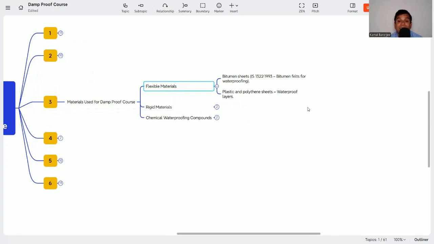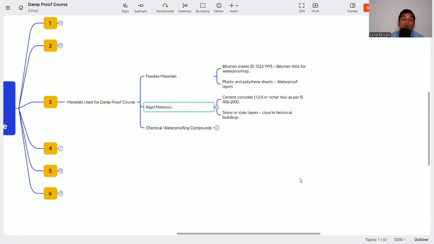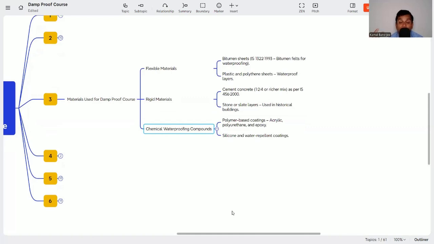Then plastic and polythene sheet, that is the waterproofing layer. And what is the rigid material? Cement concrete 1:2:4 or a richer mix as per IS 456. Then stone or slate layer is also used in some places for the DPC, in historical buildings basically, where restoration is required and to match the finish with the historical buildings. Then chemical waterproofing: polymer based coating compounds like acrylic, polyurethanes and epoxy, and silicone and water repellent coating. So these three kinds of DPC we can use in our building.